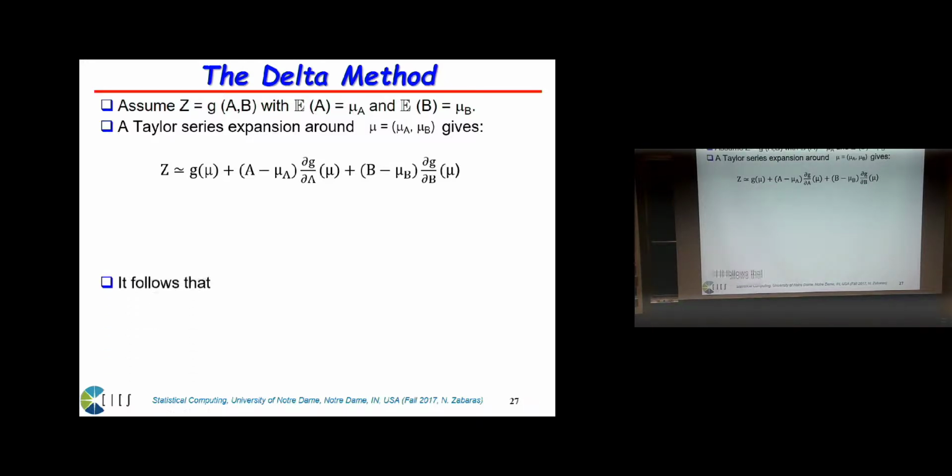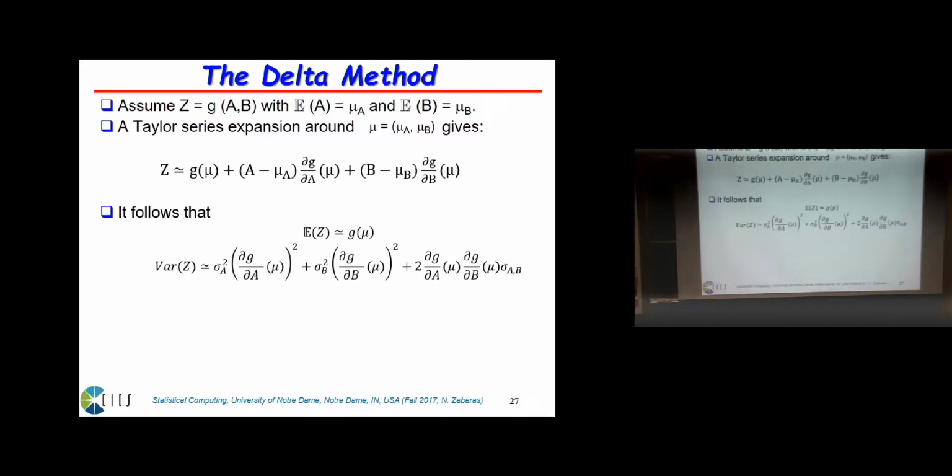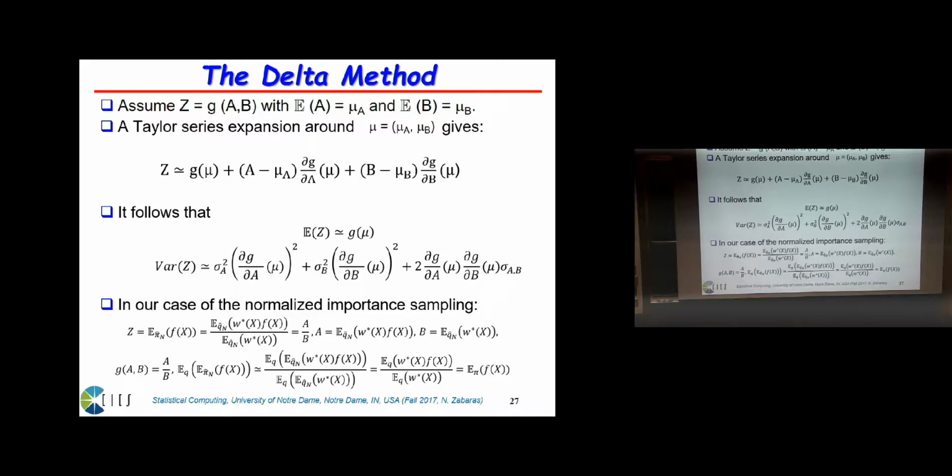Okay? So from here, if you take the expectation of z, again with the first order expansion, it is g computed at the mean values, and the variance is basically given by this nice expression. Okay? Simple algebra, you should be able to even visually agree that these expressions are correct. So what we need to do is, to start with, apply these two results to a function g that is the ratio of a over b. So this is what we're going to do.